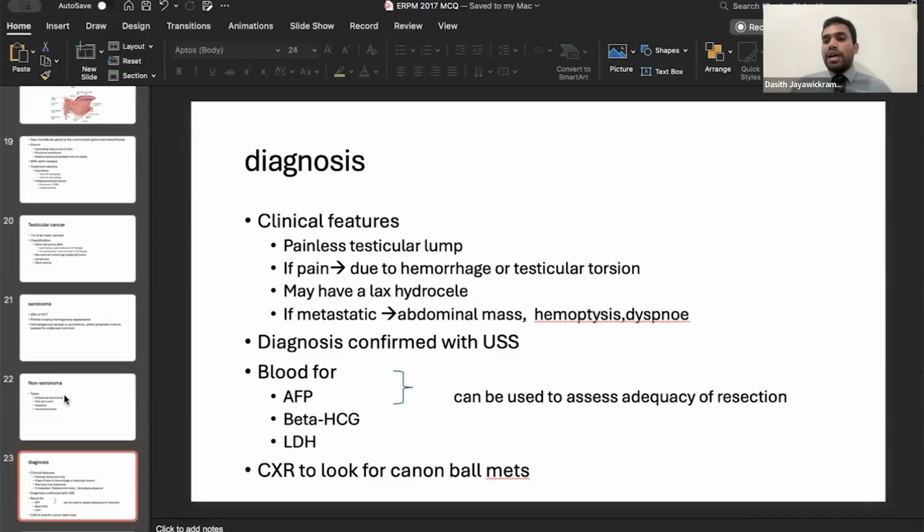So when you talk about the diagnosis, the diagnosis is confirmed with the ultrasound scan, and then we have to take other tests, protein, beta HCG, and LDH prior to the surgery. Later, after the surgery, we can repeat them.